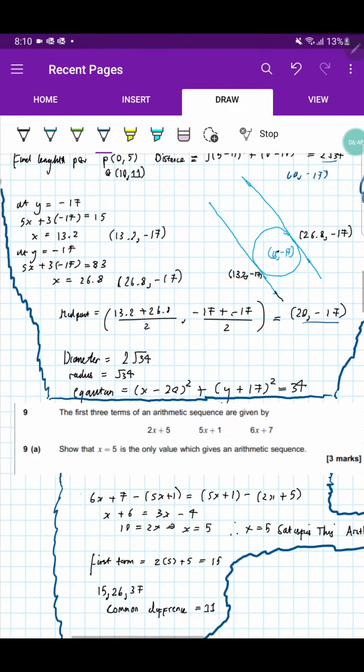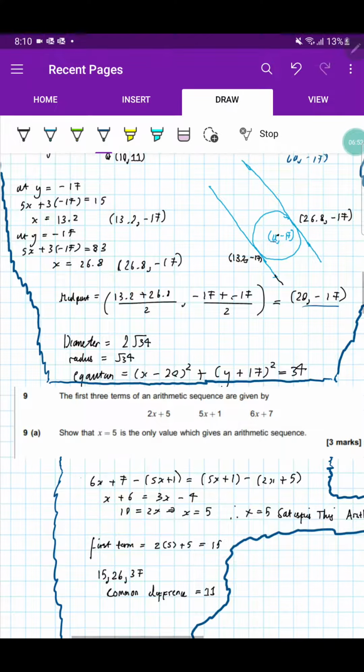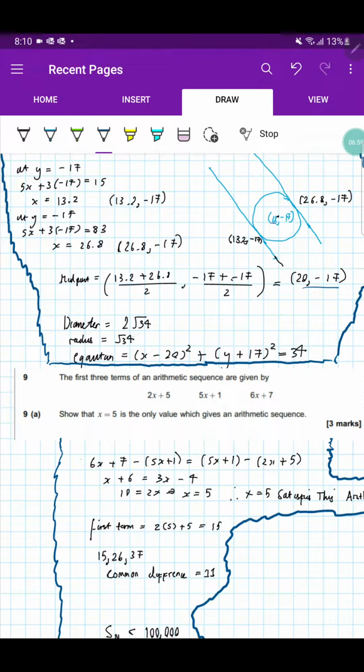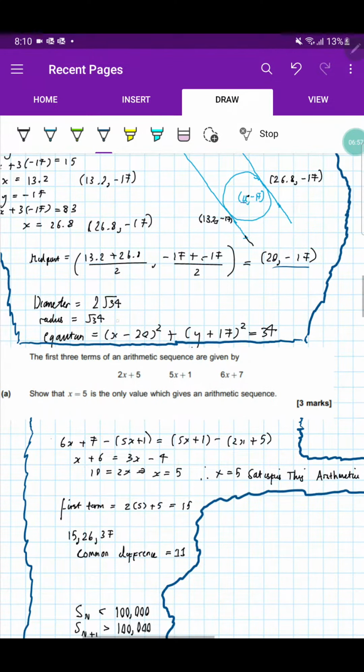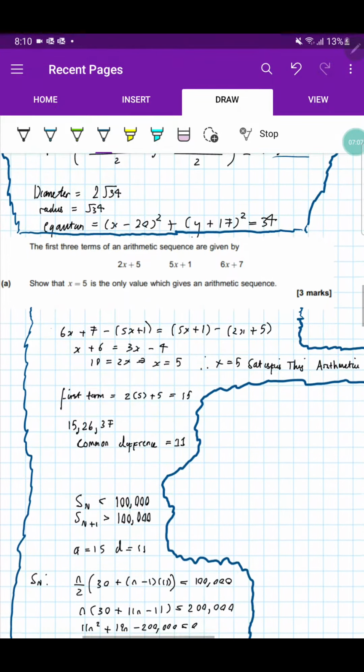Now the distance from P to Q, the diameter, was 2 root 34. Therefore the radius is going to be half of that, which is root 34. So the equation of the curve, not the curve, the circle, is going to be x minus 20 all squared plus y plus 17 all squared equals 34.